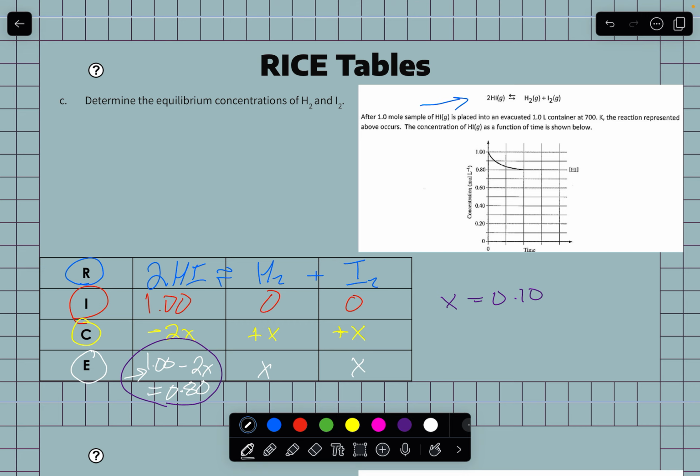For this one, we didn't need to plug this back into the Kc expression. We didn't need to do the Kc or the x small approximation. We can just find x from algebra because we know an initial and final value. So that means our H2 and I2 both started as 0, but then they ended at 0.10 molar.